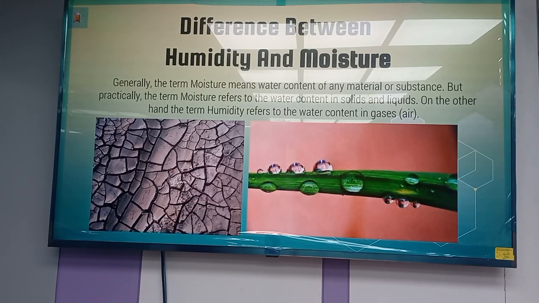So here is the difference between humidity and moisture. The term humidity refers to the water content in gases, and moisture means water content of any material or substance.